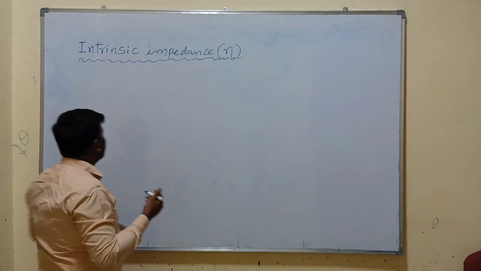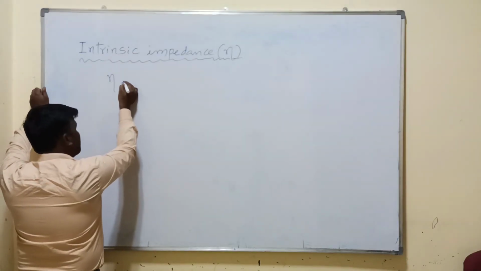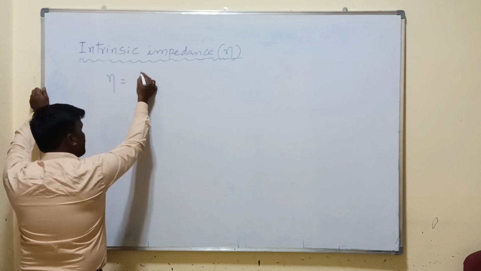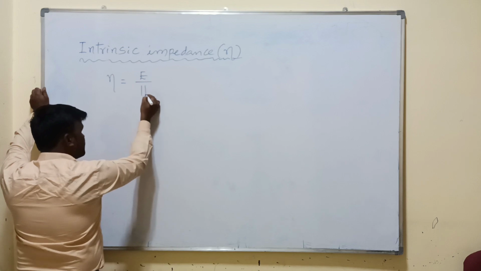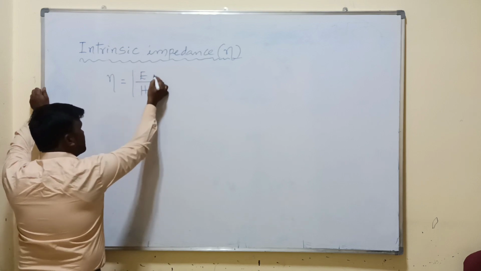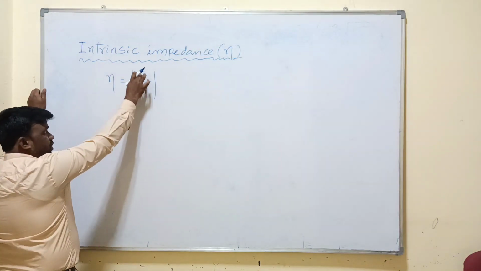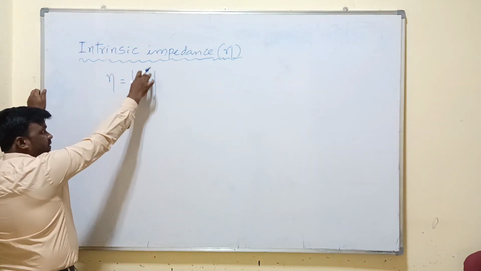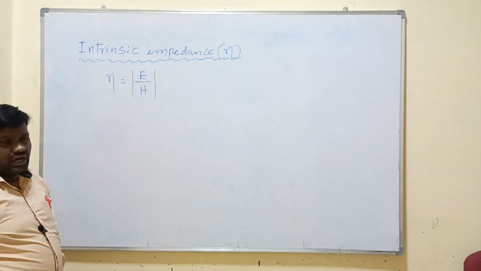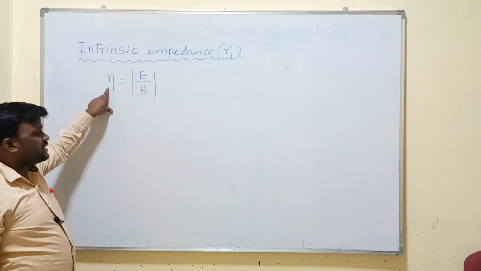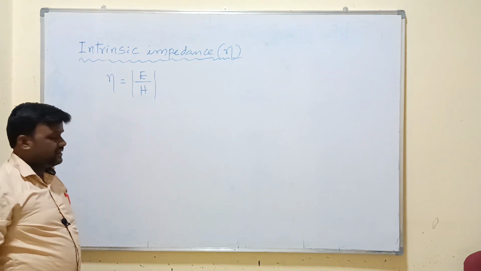Now let us see the definition of this intrinsic impedance. It is defined as the ratio of the magnitudes of electric field intensity and magnetic field intensity. Now we will derive the intrinsic impedance expression in terms of the medium parameters.